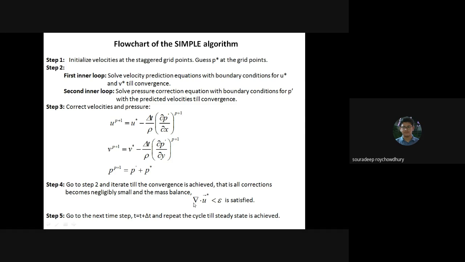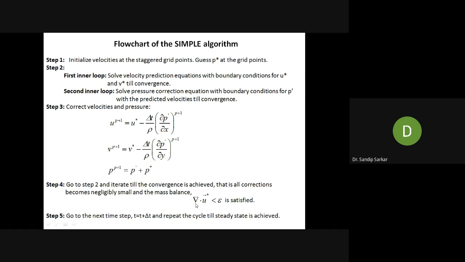Right. That is right. Or you can also check whether the divergence of U star is close to 0, that is, divergence of U star less than epsilon. That means these predicted velocities are satisfying the continuity or not. What does divergence of U star mean? That is del U star by del X plus del V star by del Y. There is the continuity equation.